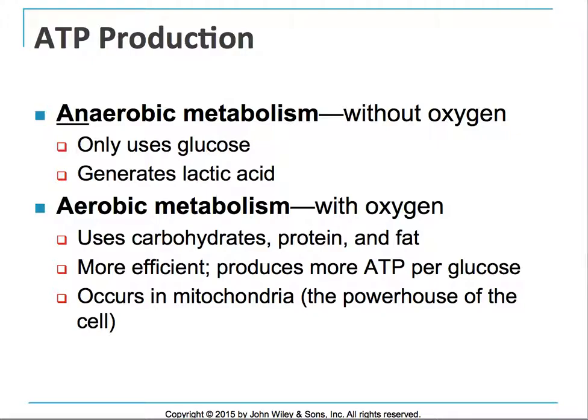This is in comparison to aerobic metabolism, which is completed with oxygen. In aerobic metabolism, your body uses carbohydrates, protein, and fat for fuel. Aerobic metabolism is more efficient, produces more ATP per glucose used, and occurs in your mitochondria, which are the powerhouse of the cell. So the mitochondria are an organelle that you have in each of your cells.